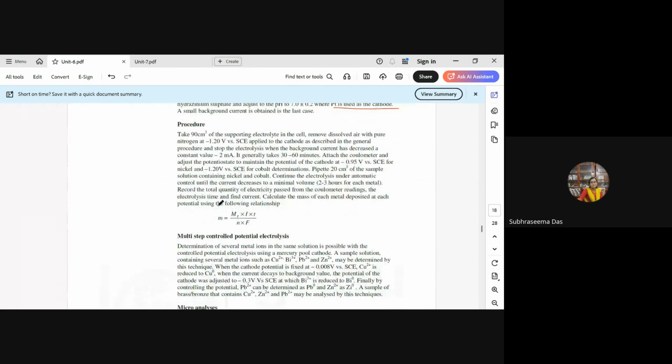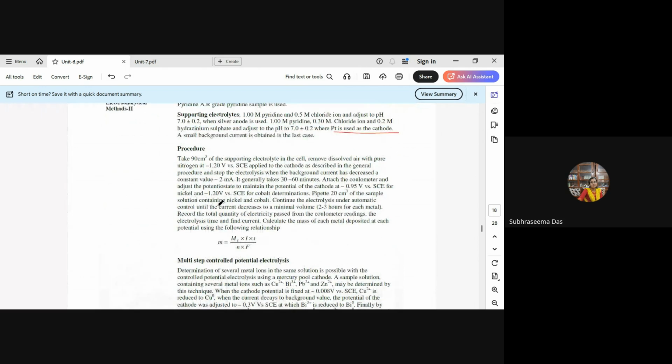For the procedure, we will take 90 ml of the supporting electrolyte in the cell, and we will pass nitrogen through it to remove the dissolved air. Then the potential will be kept at minus 1.2 volt. Generally this process takes 20 to 30 to 60 minutes. Then the coulometer is attached, and the volume is adjusted, and the potentiostat maintains the potential of minus 0.95 volt for nickel and minus 1.20 volt for cobalt determination.